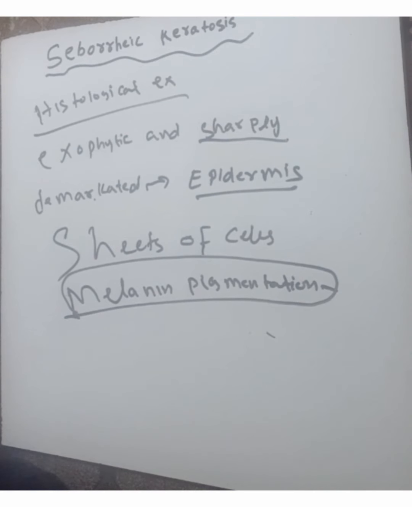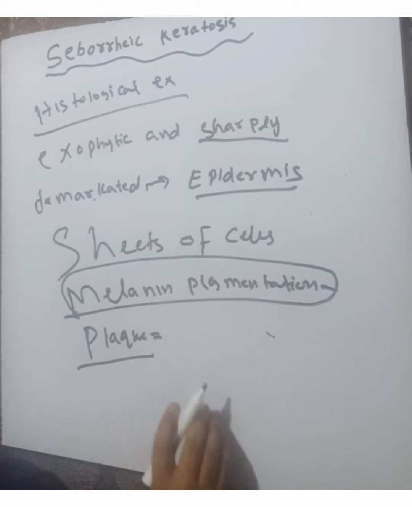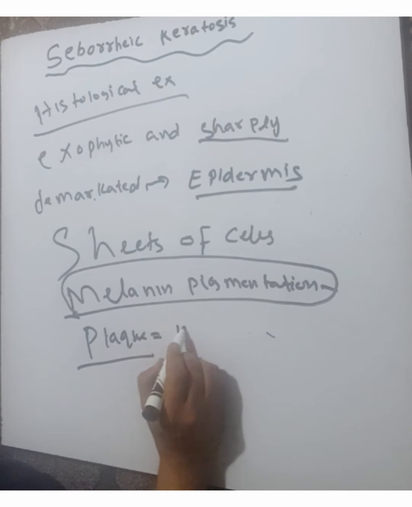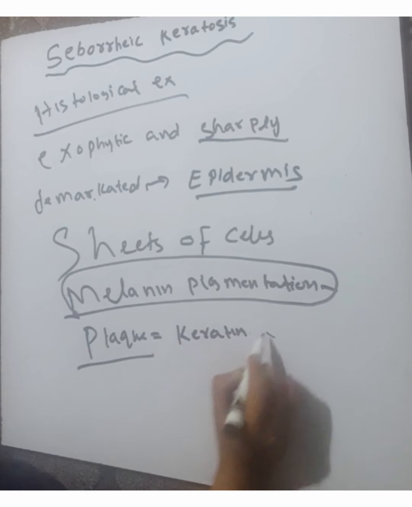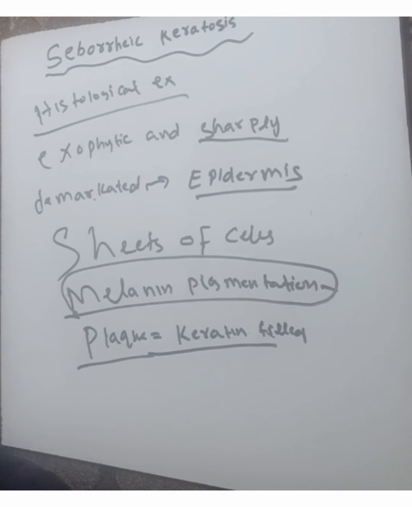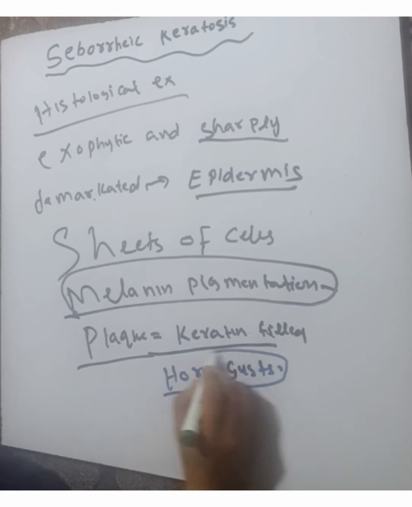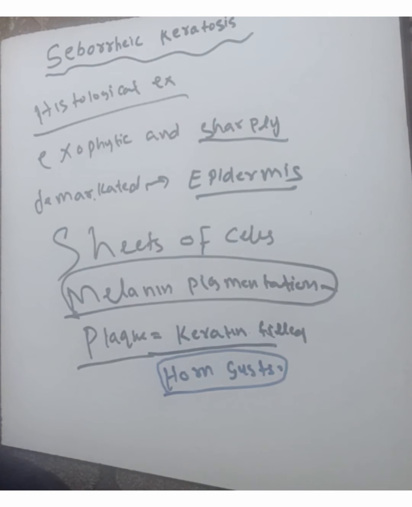There is hyperkeratosis, with melanin pigmentation in these sheets of cells, and the plaque is filled with keratin. These keratin-filled cysts are called horn cysts. Horn cysts are the keratin-filled cysts of the seborrheic keratosis.